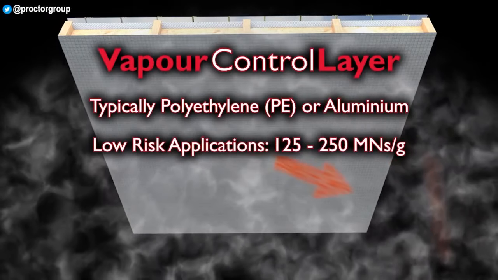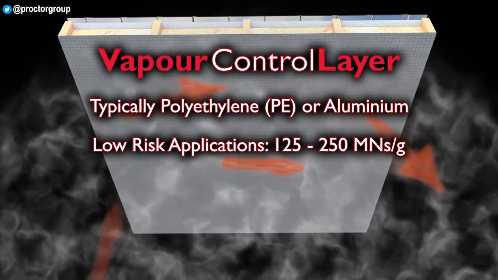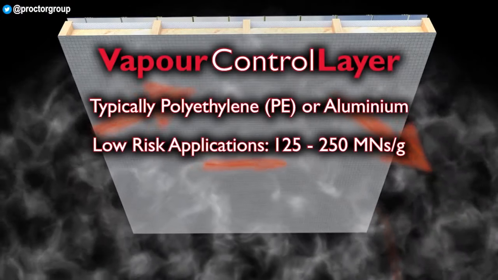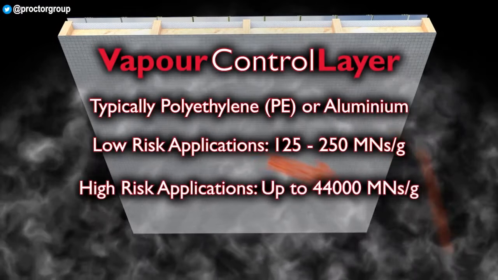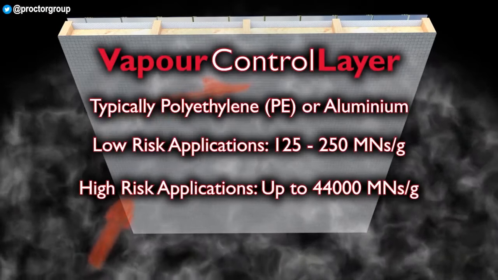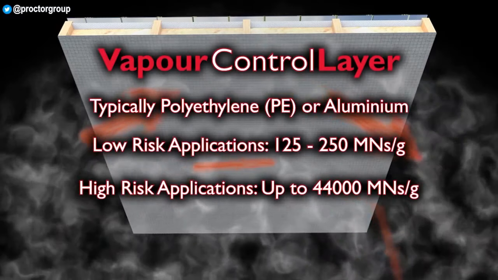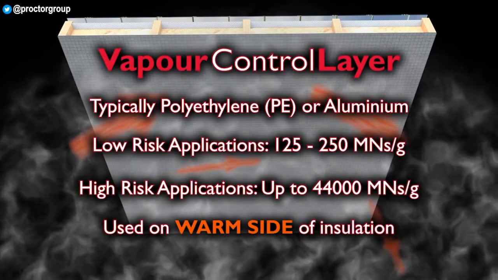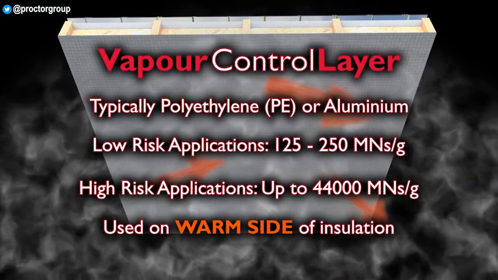Low-risk applications which are less humid, such as warehouses and industrial units, will typically use VCLs with a resistance of around 125 to 250 meganewton-seconds per gram, while higher risk applications such as swimming pools may require resistances as high as 44,000 meganewton-seconds per gram. Vapour control layers are always installed on the warm side of the heated envelope. Again, in the UK climate, that usually means the inside.